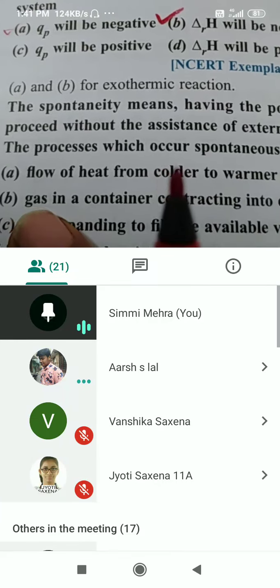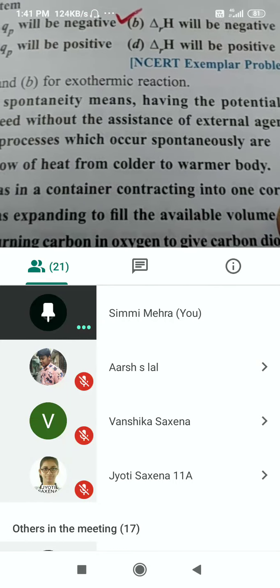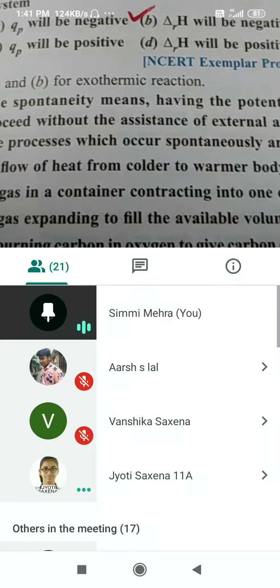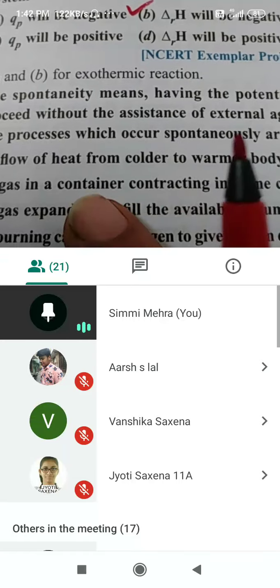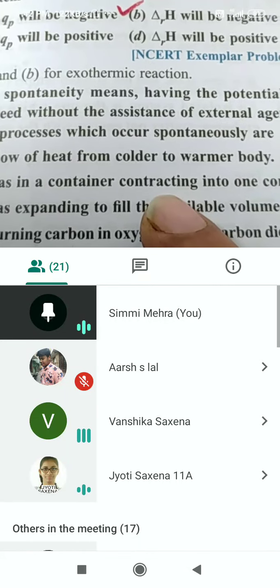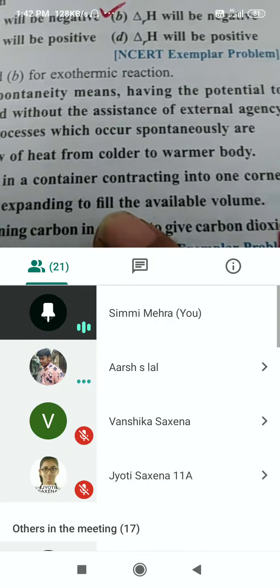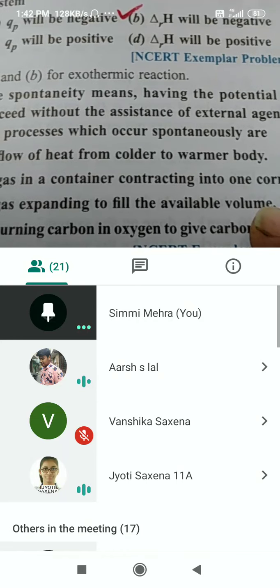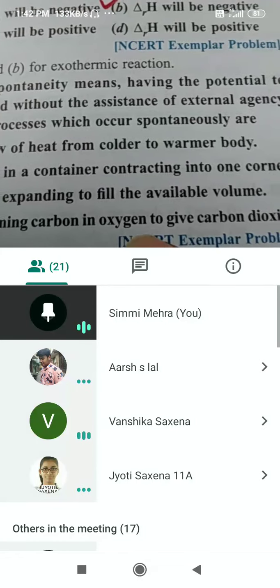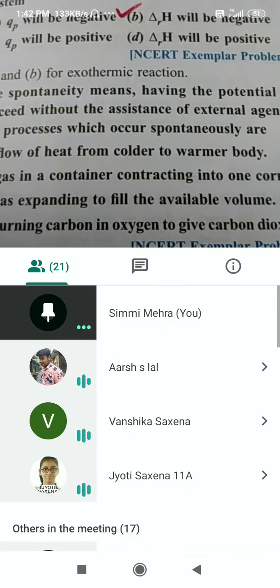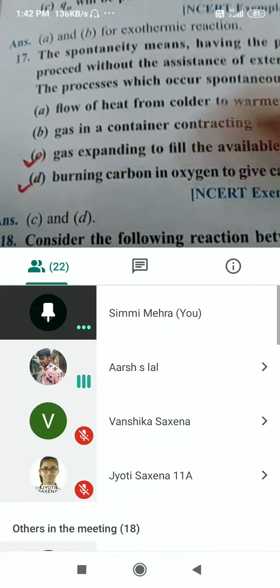Yes, warmer to colder. Gas in a container contracting into one corner. It cannot contract on its own. Gas will not contract, it is compressed. Gas expanding to fill the available volume. Correct. You open a perfume bottle, it is going to spread. Burning carbon in oxygen to give carbon dioxide. C and D both are correct.